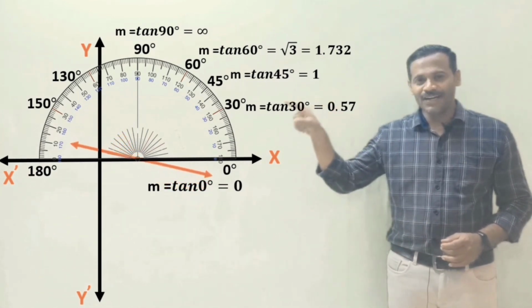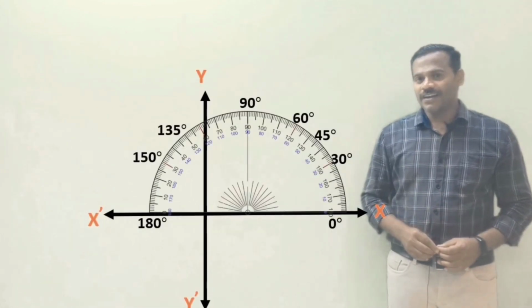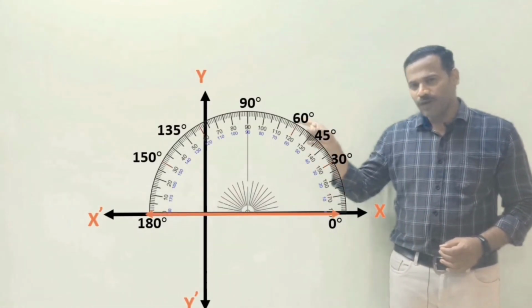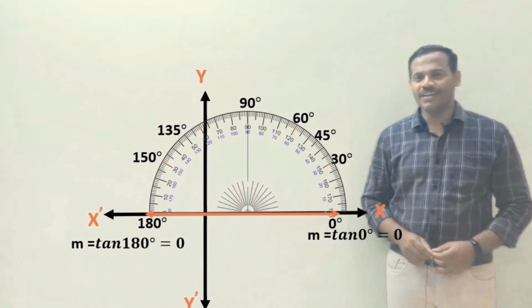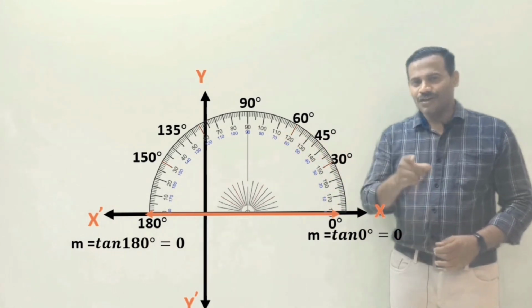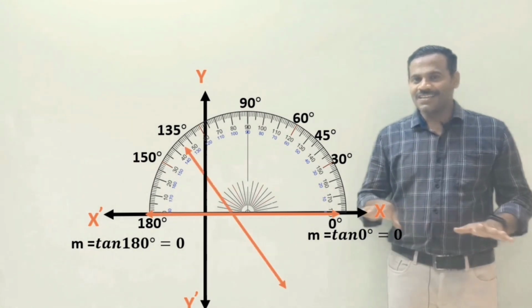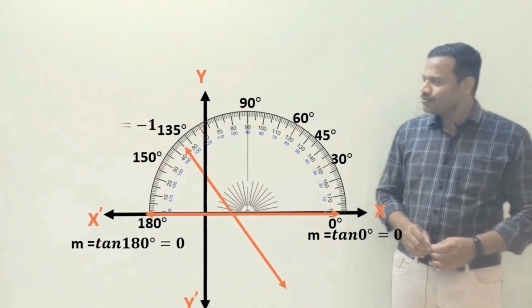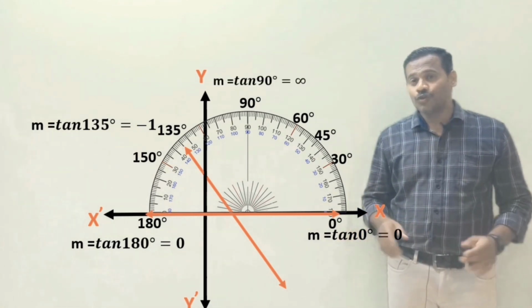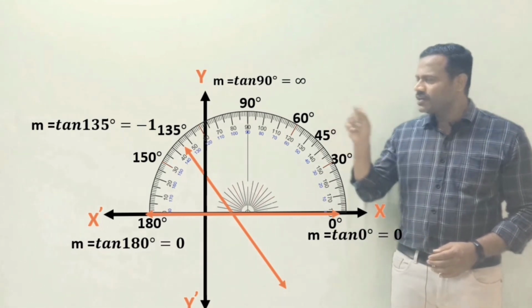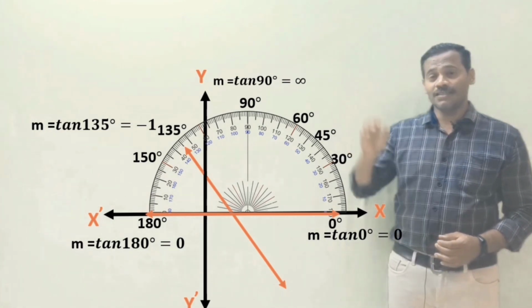What happens from 90 degrees to 180 degrees? Let's check. Let us start from 180 degrees. If the inclination of the line is 180 degrees, what will be the slope of the line? Yes, it is tan 180 degrees, which is nothing but 0. Children, are you able to observe that tan 0 degrees and tan 180 degrees is basically the same line. Suppose the inclination of the line moves to 135 degrees, what will be the slope? Yes, tan 135 degrees is -1. If I keep on moving like that, I will get minus 10, minus 100.